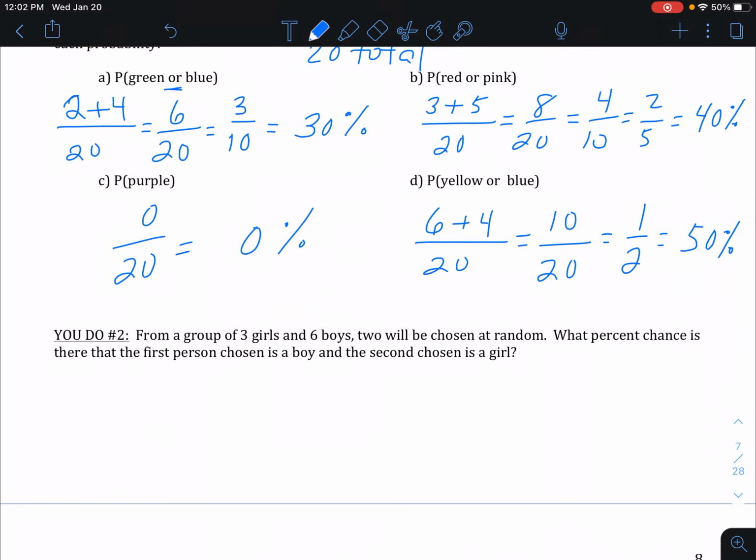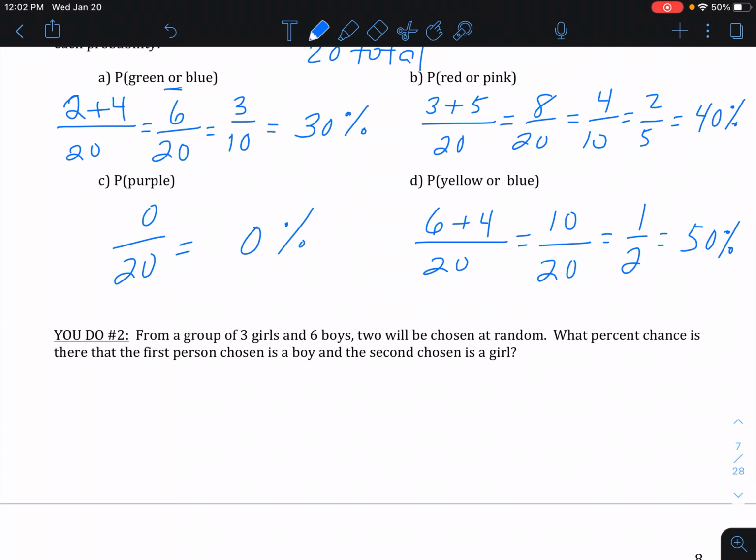Okay, next up, you do number 2. From a group of 3 girls and 6 boys, 2 will be chosen at random. What % chance is there that the first person chosen is a boy and the second chosen is a girl? So this is not like the one we just did. This is not a great example. This actually should have been in the first section.